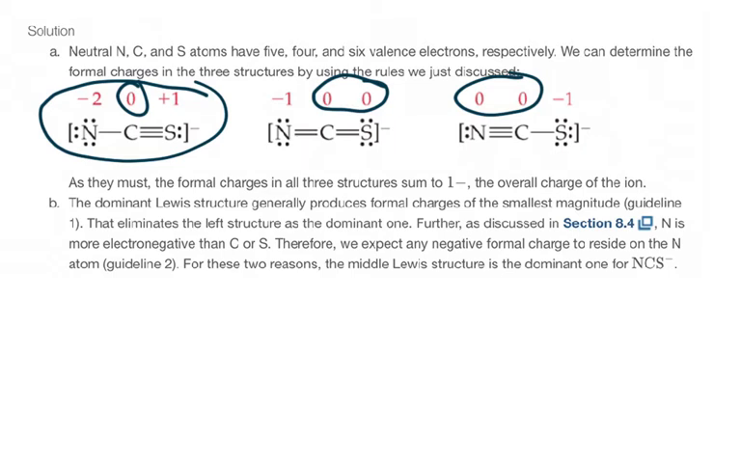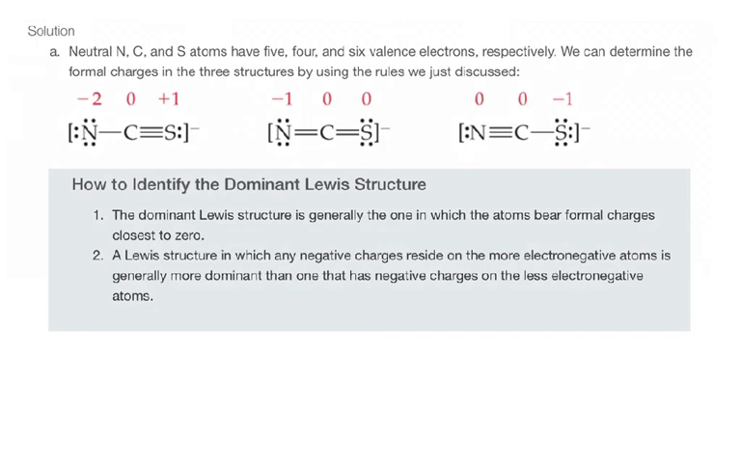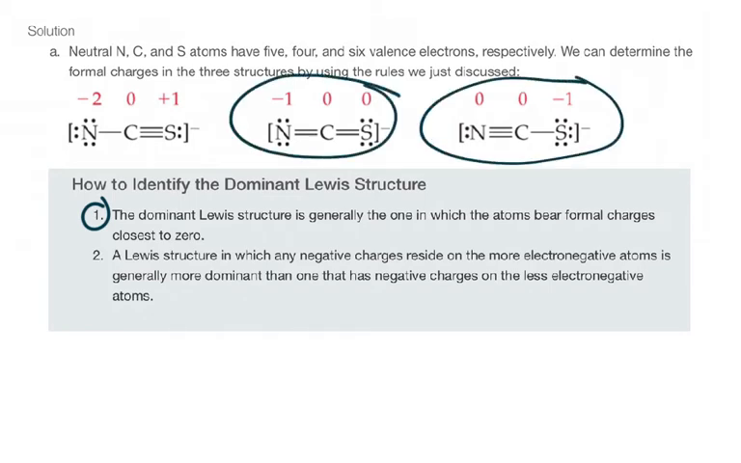So here's what we're going to do. If you recall, I gave you a rule. First, you look for who has the most zeros. Okay? And we know that these are the two better structures. But when there's a tie, this is where rule number 2 comes in. The Lewis structure in which the negative is on the more electronegative atom would be generally the more dominant one, whereas having the negative charge on the less electronegative atom.